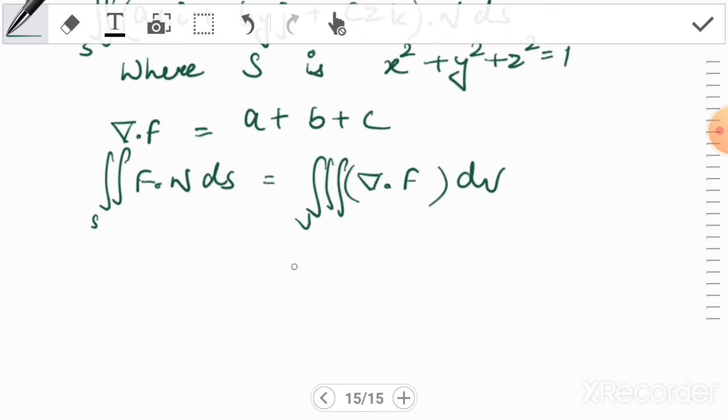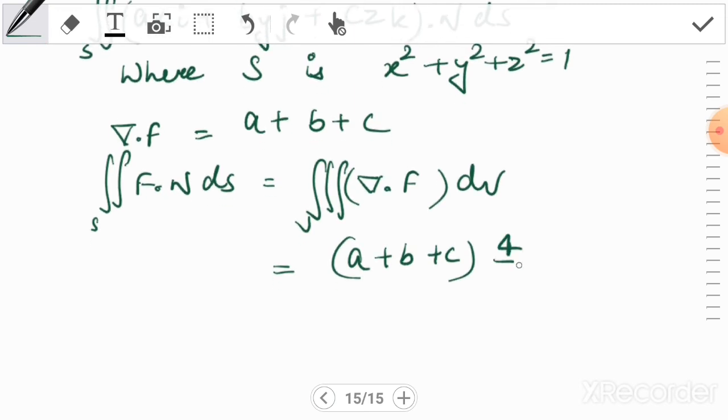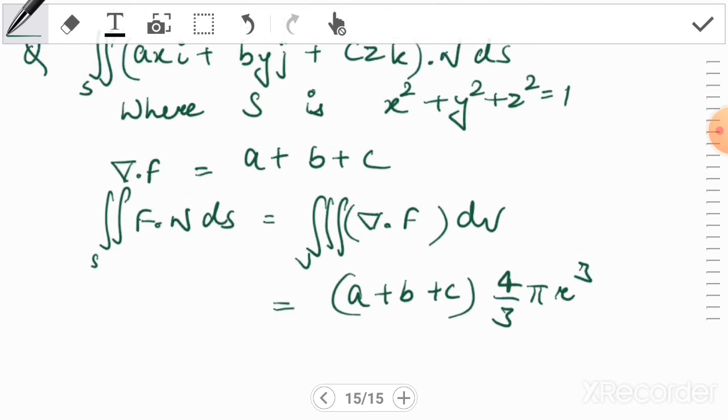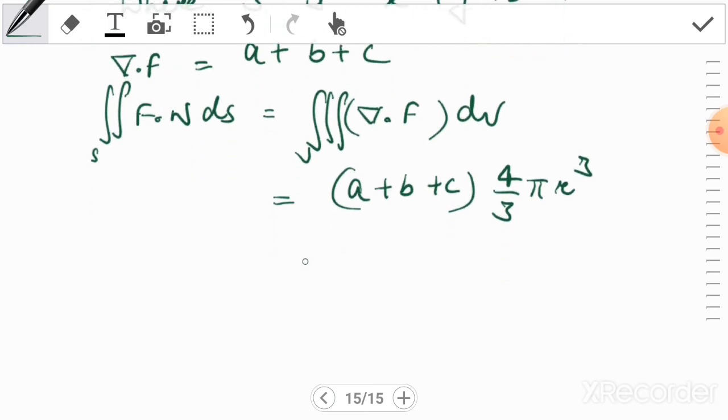So del dot F is a plus b plus c, and dV, you know the volume of a sphere, which is 4 by 3 pi r cubed. Since r is 1 here, the radius is 1, so 4 pi by 3 times (a plus b plus c) is the answer.